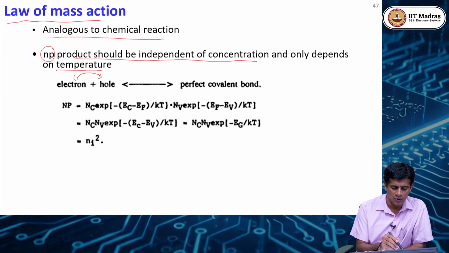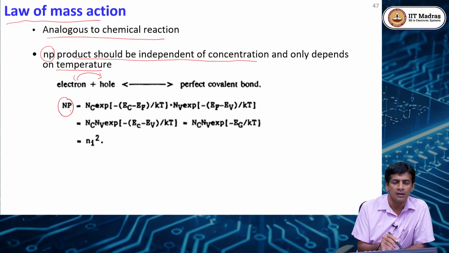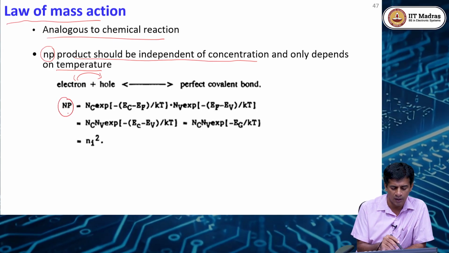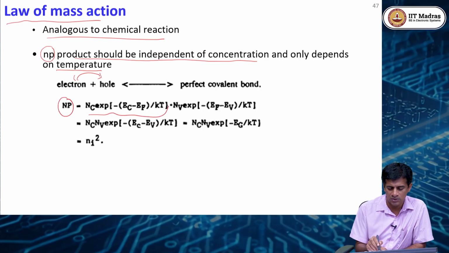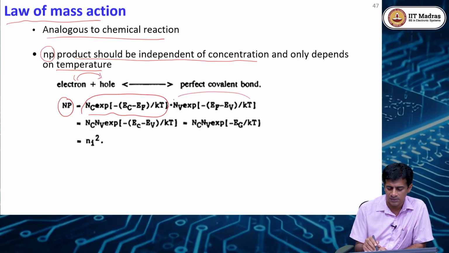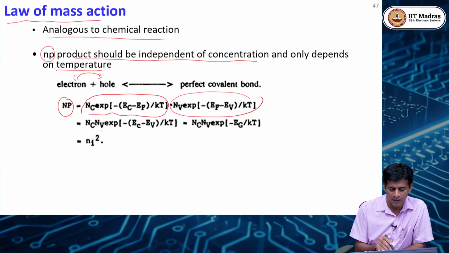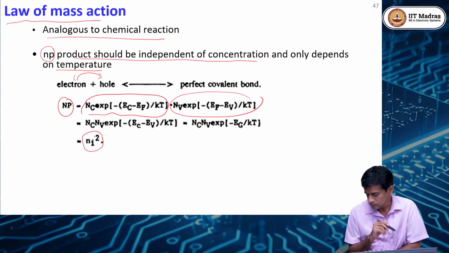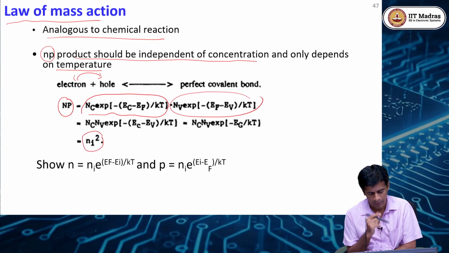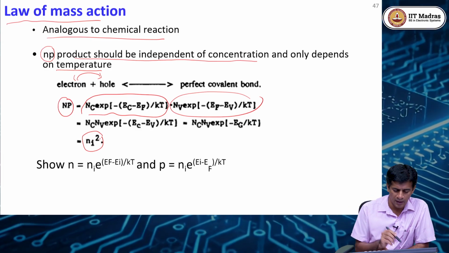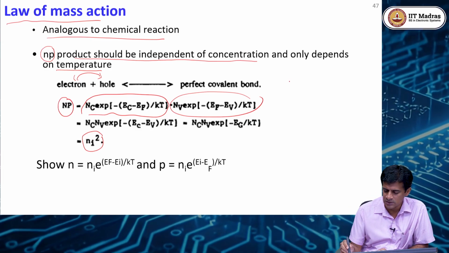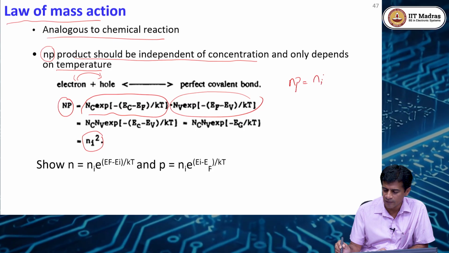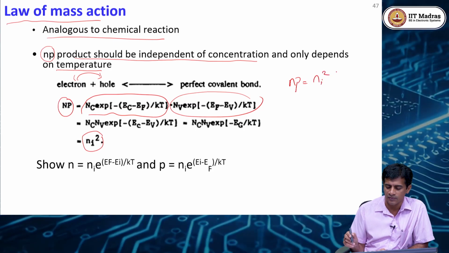Then you take the product of n and p using this expression here. So np will always be ni squared. This is an important consequence: np is equal to ni squared. We will see under what condition this is valid.